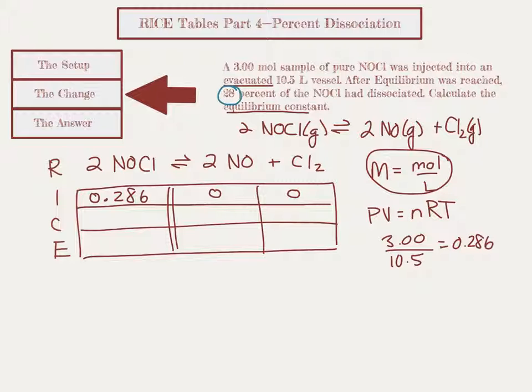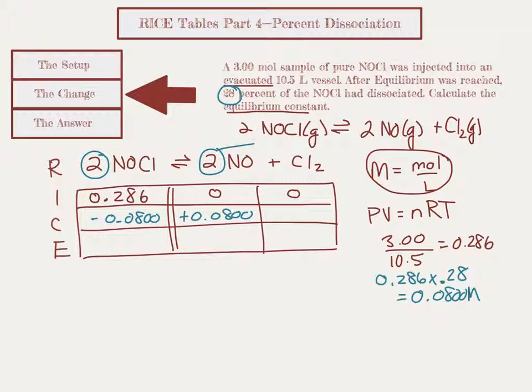So I'll do a little bit of math on the side. 0.286 times 0.28, using those previously stored answers, gets me a change of 0.08 molarity. So I'll put those in my change boxes. Again, we use the percentage to figure out the change. Subtracting 0.08, adding 0.08, and then refocusing in on those mole-to-mole ratios. These first two have a 2 in front, but the chlorine has a 1. So I need to halve my 0.08 to get the change for chlorine.